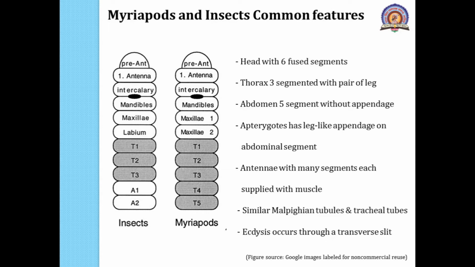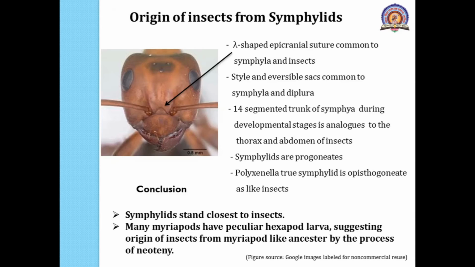Also of importance are the similarity of the Malpighian tubules and the tracheal tubes, and the fact that ecdysis occurs through a transverse slit on the hind border of the head in the case of myriapods and other insects like the Protura and the Collembola. So these are the common characteristics shared between the myriapods and the insects. Hence we can say the myriapods are the group much closer to the insects.